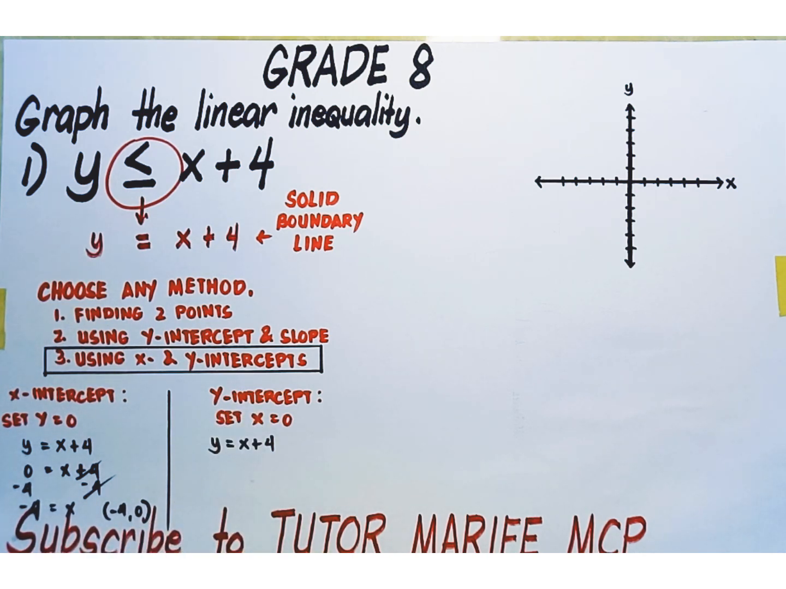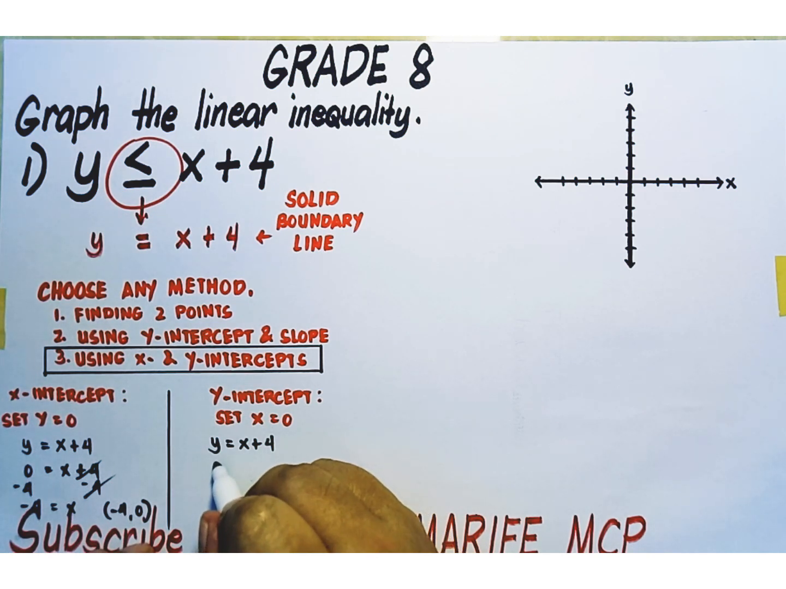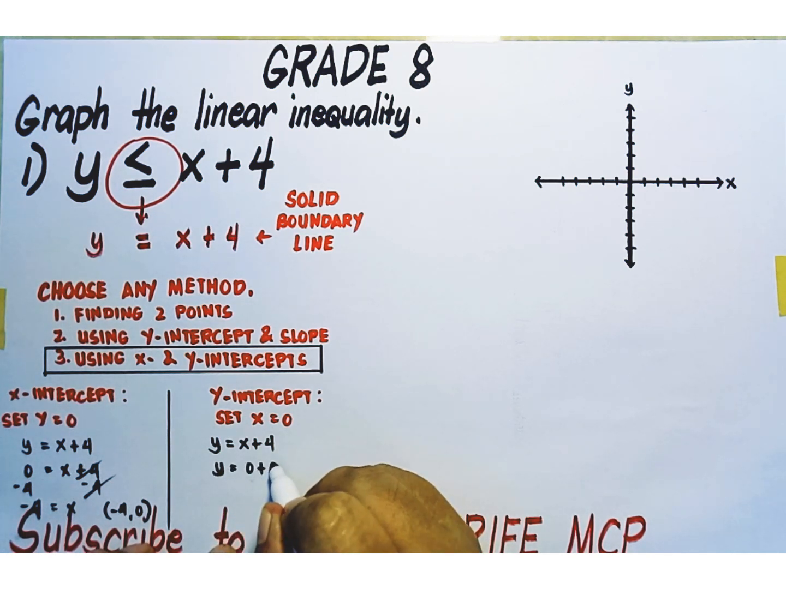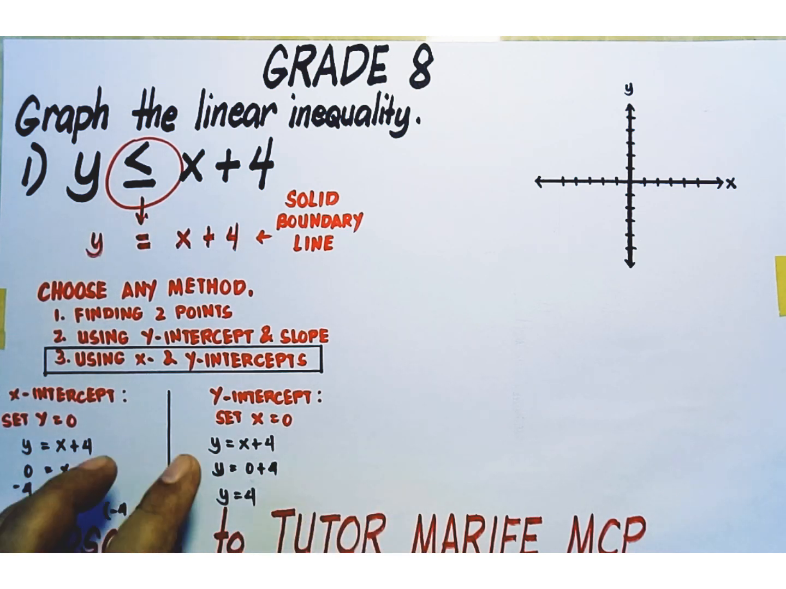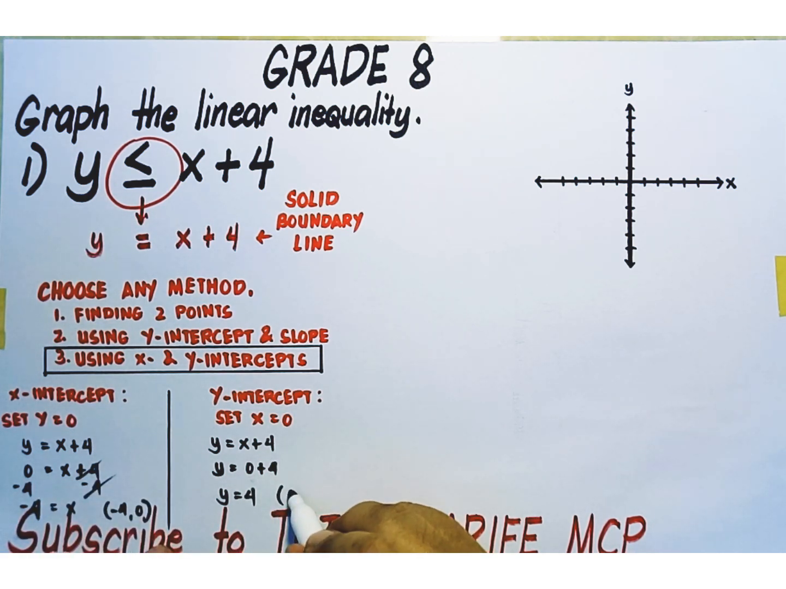How do we solve for y-intercept? We set x to 0. Any point along the y-axis has x-coordinate 0. That's why we set x to 0 when solving for y-intercept. So from y equals x plus 4, replace x with 0 and solve for y. Y equals 0 plus 4. Any number added to 0 is always equal to the number. Therefore, y is equal to 4. Our y-intercept is at 0, 4. 0 is the x-coordinate, 4 is the y-coordinate.